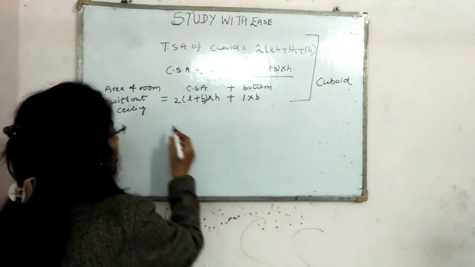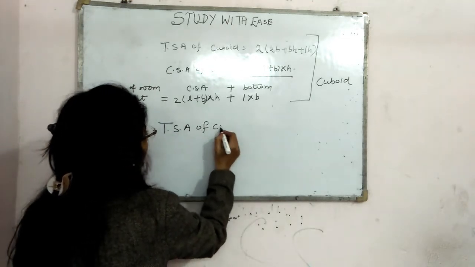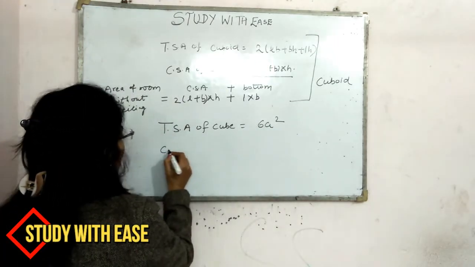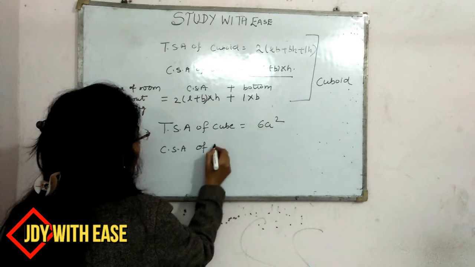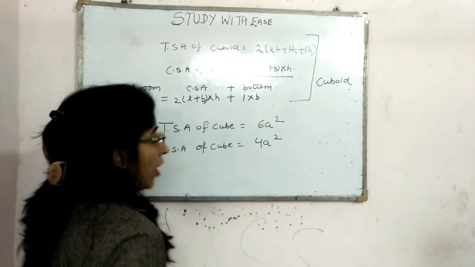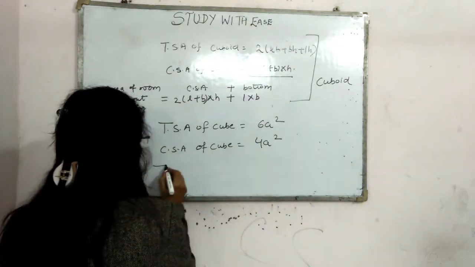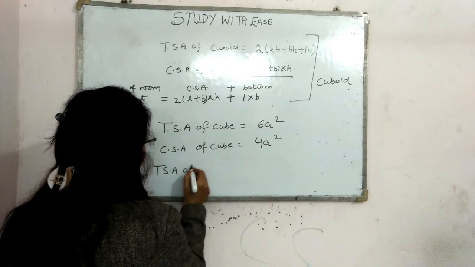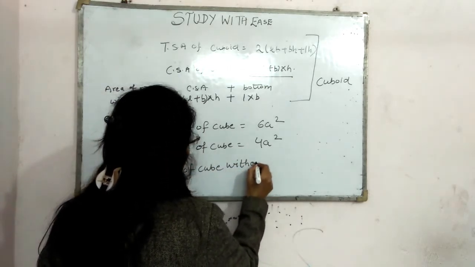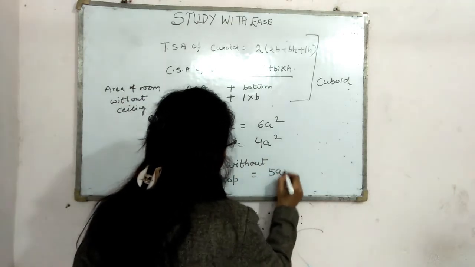Now we recall the formulas of the cube also. Total surface area of cube is 6a square. Curved surface area of cube will be 4a square. Now again, if we exclude the top part, then the total surface area of cube without top will be 5a square.